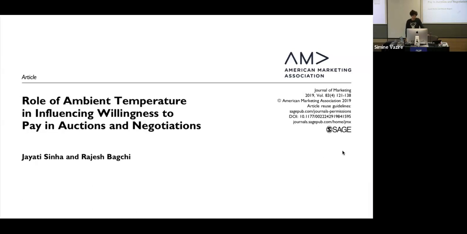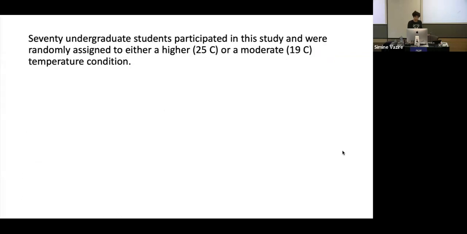So this is a paper on the role of ambient temperature, the temperature in the room, and its effect on willingness to pay in auctions and negotiations. So there are several studies in this paper. I'm just going to talk about the first one. So in this study, 70 undergraduate students participated and were randomly assigned to either a higher temperature or a moderate temperature, so 25 degrees or 19 degrees.